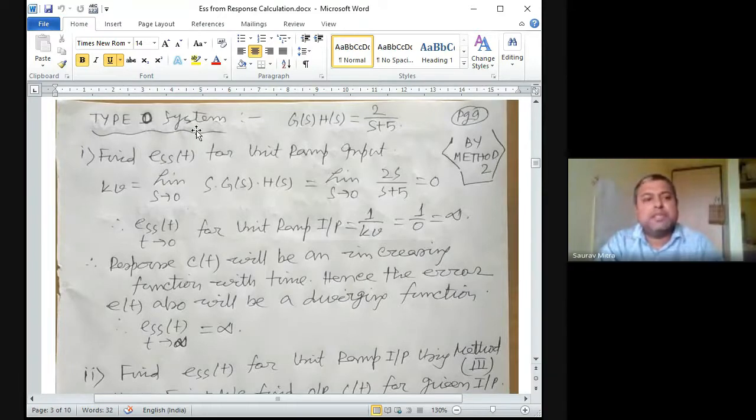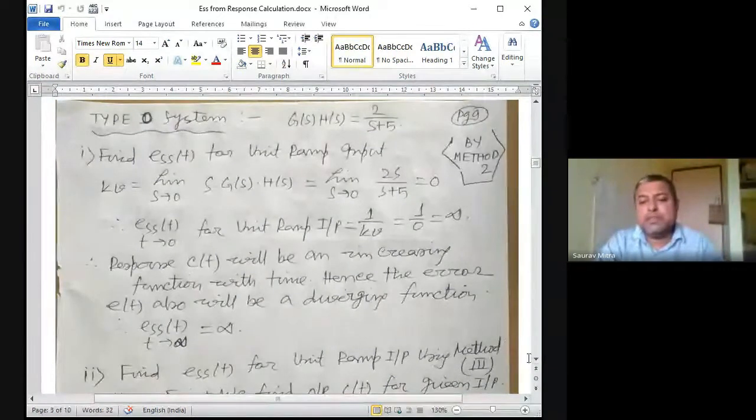Now, this case you have to understand. This is a type 0 system, 2 by s plus 5. The input is unit ramp. So by method 2, what you will do is first find what Kv is. Kv is s into G(s)H(s). So you'll find Kv is equal to 0. And what is the error for a unit ramp input? It is 1 by Kv.